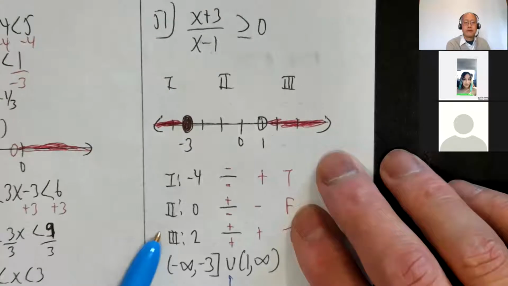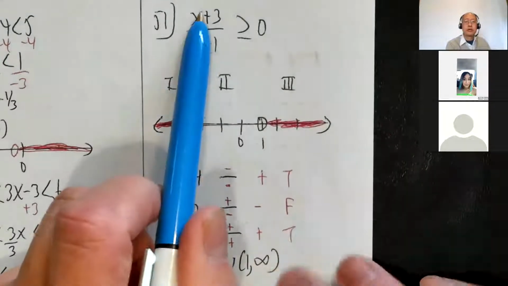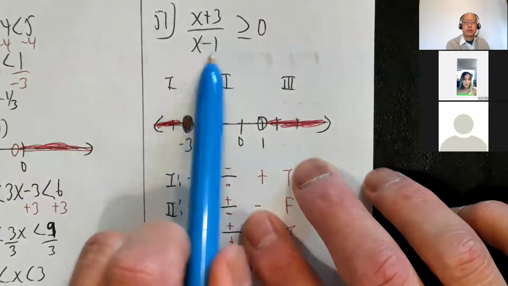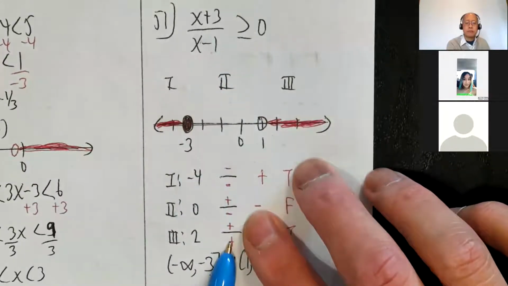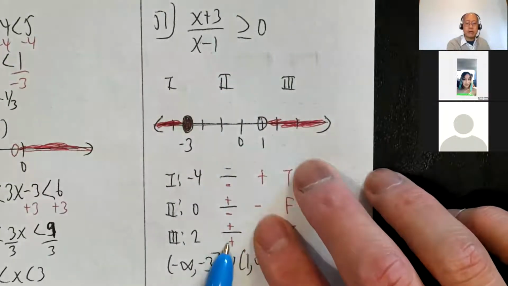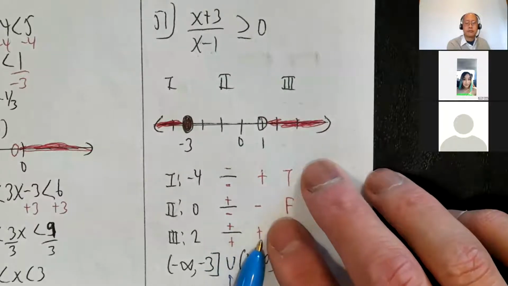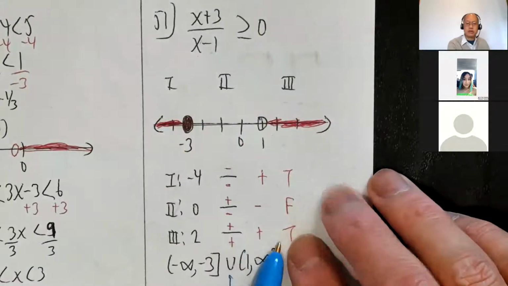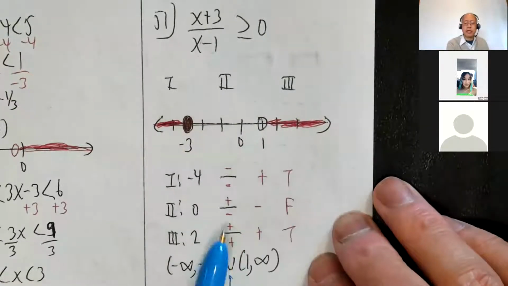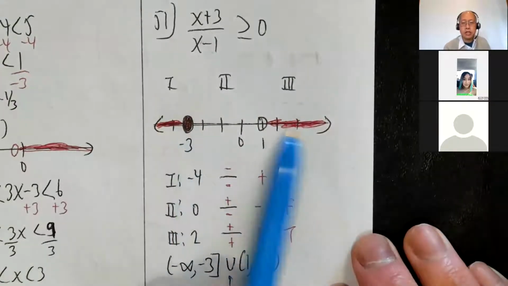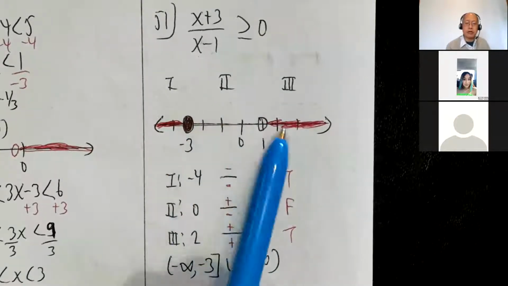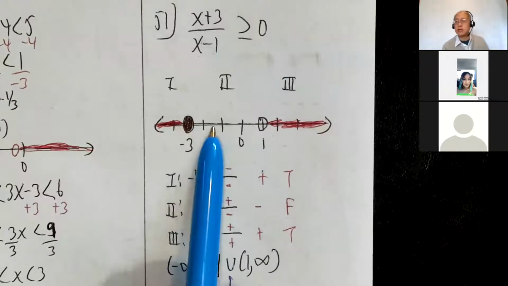Finally, region 3. 2 plus 3, positive. 2 minus 1, positive. Positive divided by positive, positive. Positive greater than or equal to 0, that's true. Shade in region 3. So any true region, shade it in. False regions, don't shade it in. And yes, you have to check the boundary numbers separately, as you can see right over here.